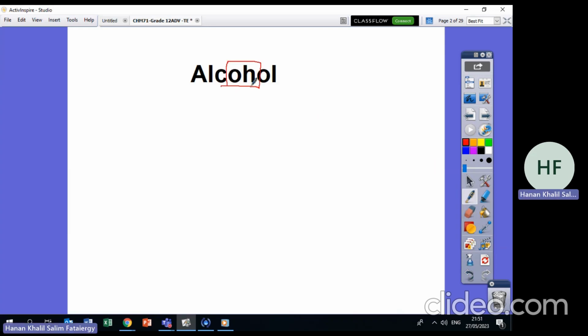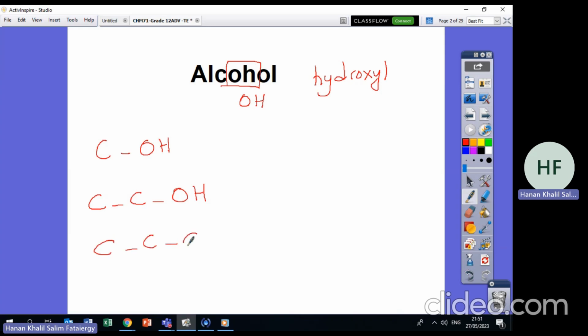Remember, this has OH. OH is called a hydroxyl group. It could be one C having an OH, it could be 2 C's having an OH, it could be 3 C's having an OH. The C could be in the middle of the chain, it doesn't have to be at the end.